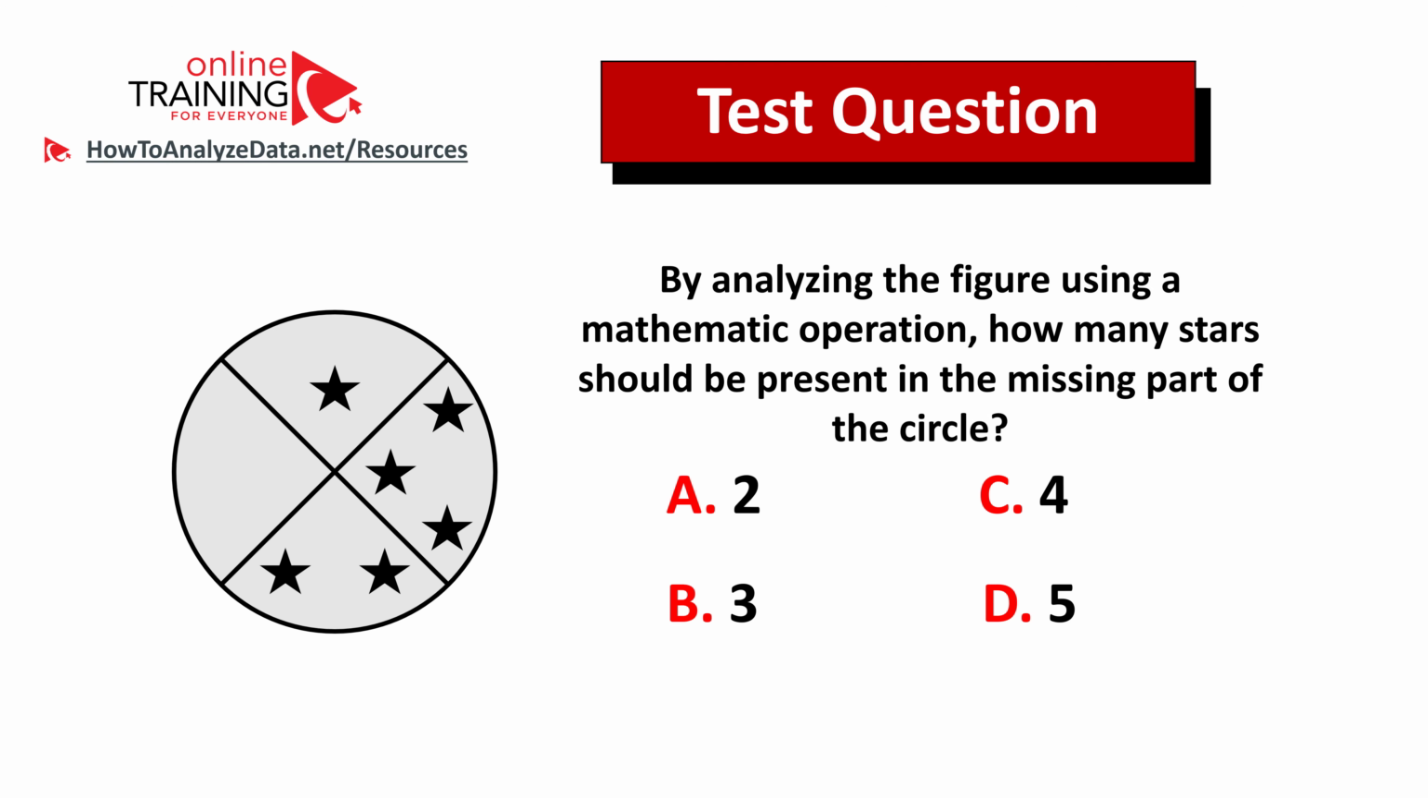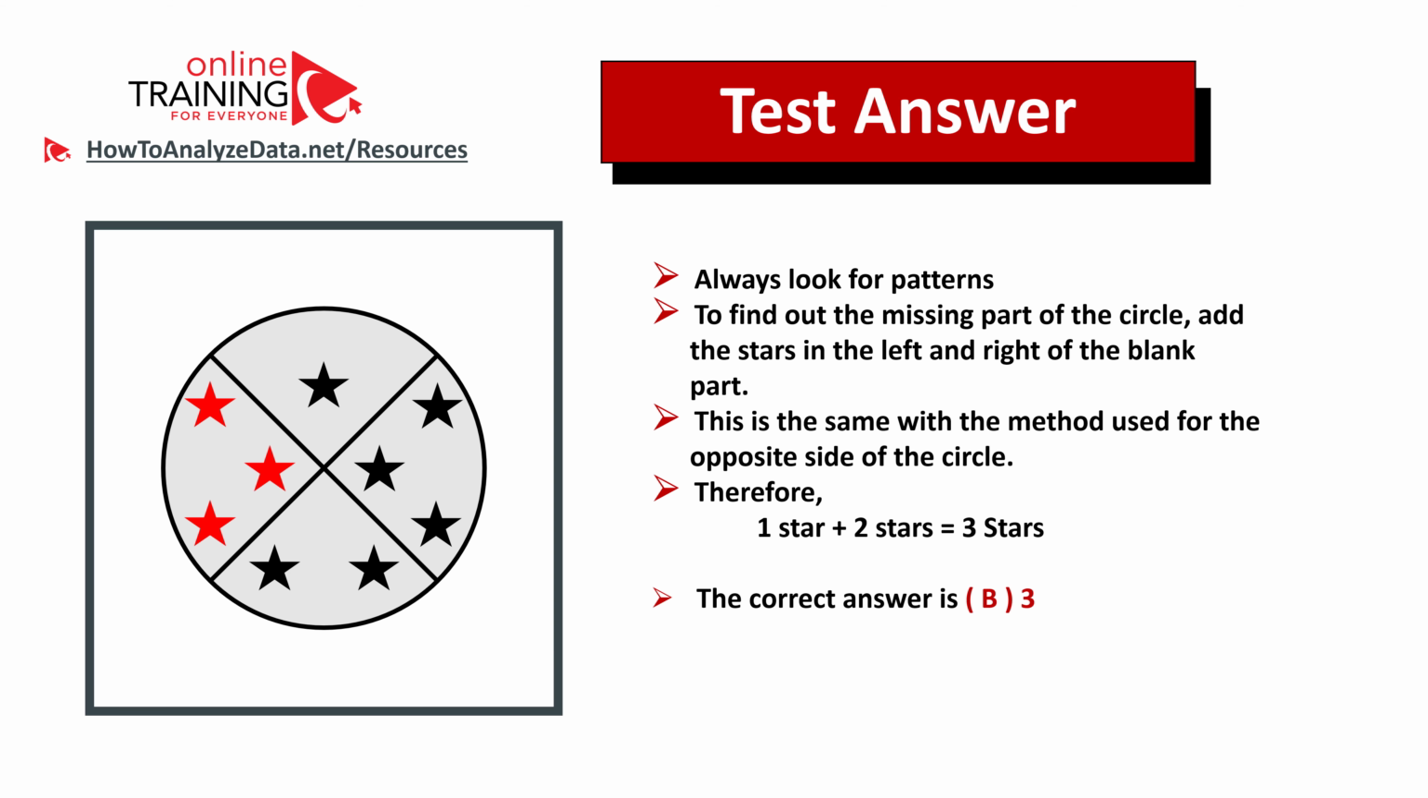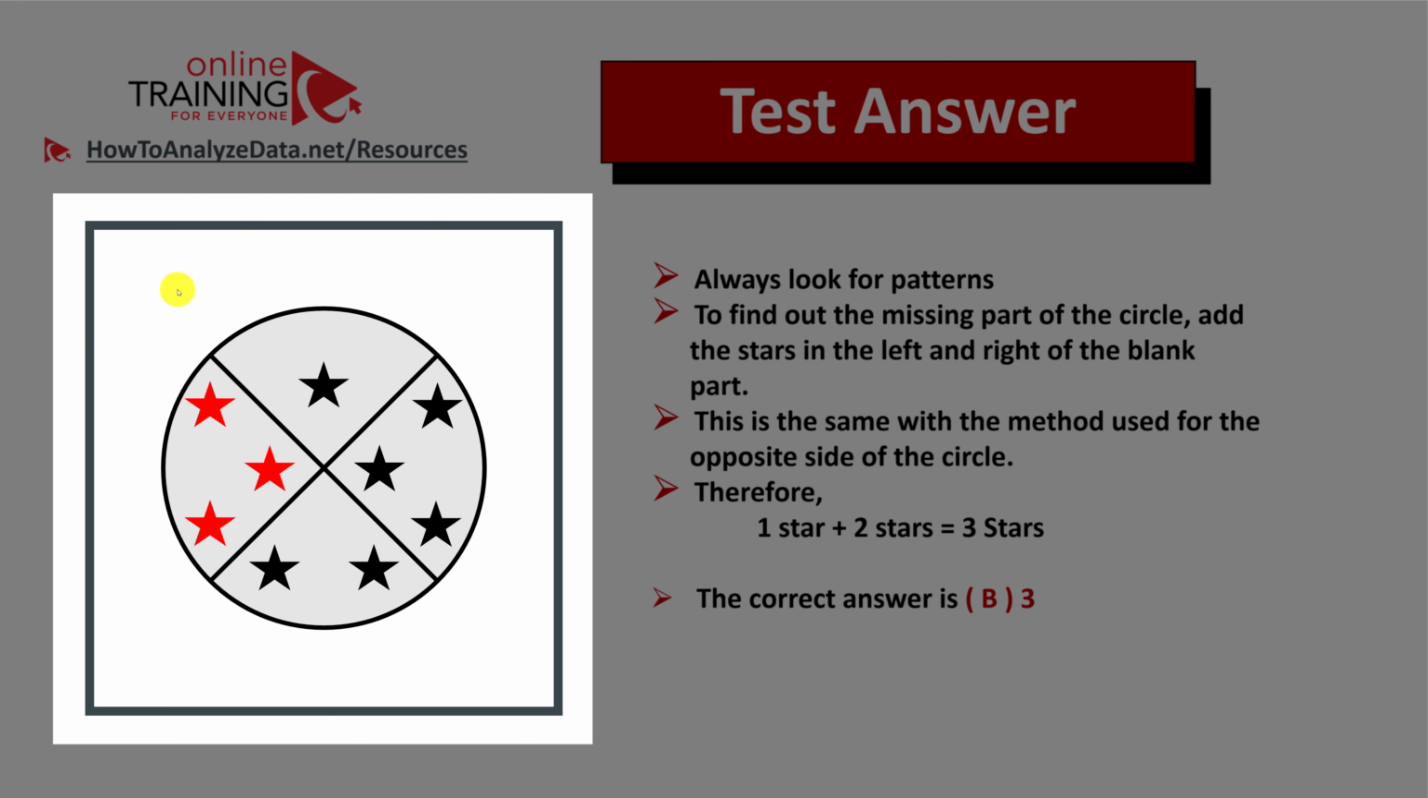Did you figure out the answer? Let's continue to see if we can come up with the solution together. As usual, to answer any type of question, look for patterns. And here the pattern is symmetricity. So if you draw the line in the middle of the circle from top to bottom, you will see that you need to come up with the answer that would be symmetrical.